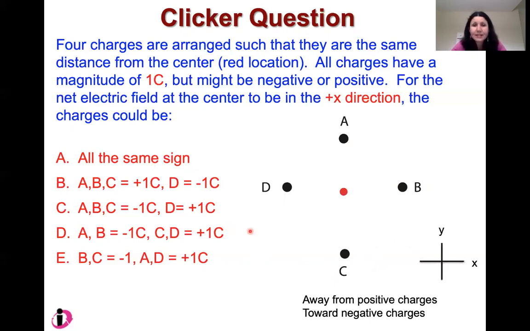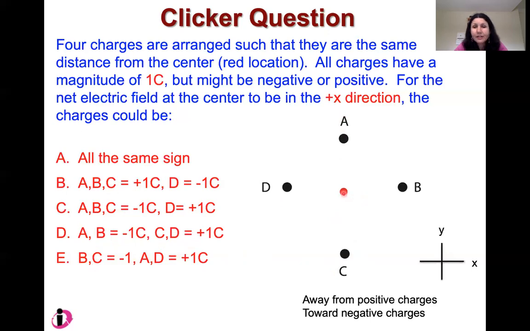Okay, so let's think about that. The fact that it's in the plus x direction tells us that there's no contribution in the y direction. So that means that, let's say if A and C were both negative, then the field would point towards A and towards C. If they were both positive, then it would be away from A and away from C. So either one would cancel the contribution in the y direction. What that tells us is that A and C have to have the same sign. So if we look at the choices, choice D would be out because A and C have different signs, and choice E would be out. So we're down to these choices.